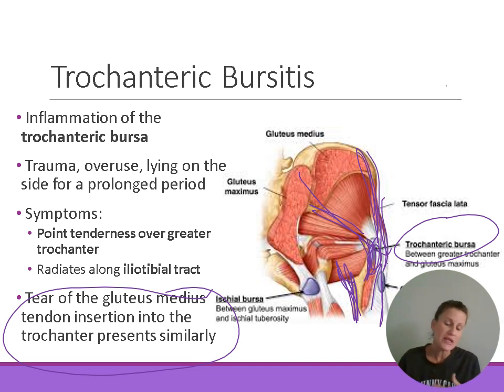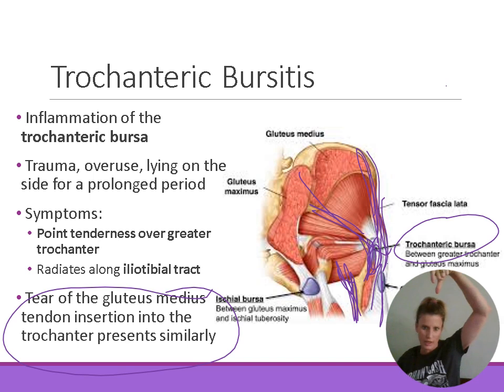Symptoms include point tenderness over the greater trochanter. You should be able to palpate the greater trochanter, and if when you push on that area the patient experiences tenderness or pain, that's a sign. This pain, again, typically radiates down the iliotibial tract. The iliotibial tract, or iliotibial band, is a longitudinal fibrous sheath that runs along the lateral thigh, just inferior to the tensor fascia lata. Essentially, for our purposes, the patient will have point tenderness on the lateral hip. When you push on the greater trochanter, they'll tell you that their lateral hip hurts and it hurts down the lateral thigh.